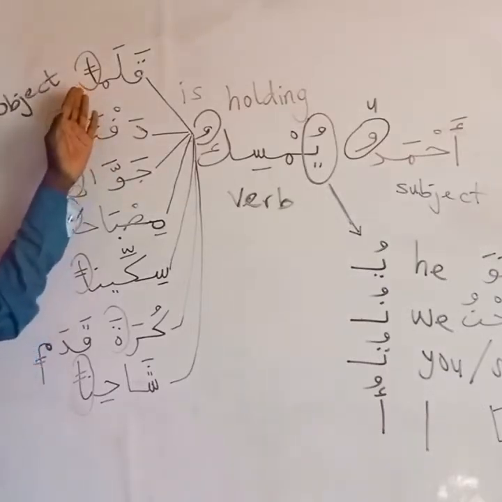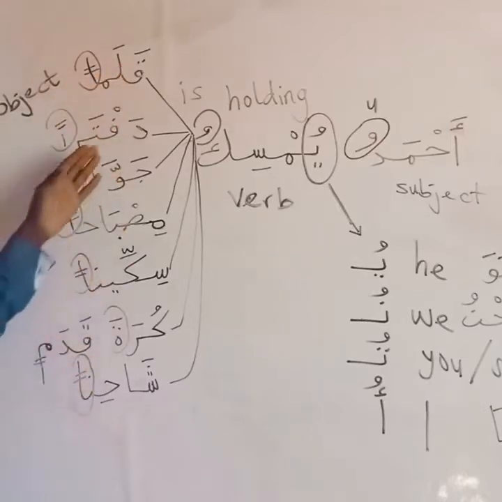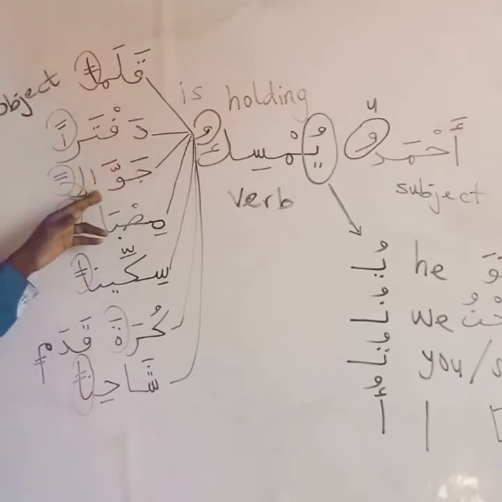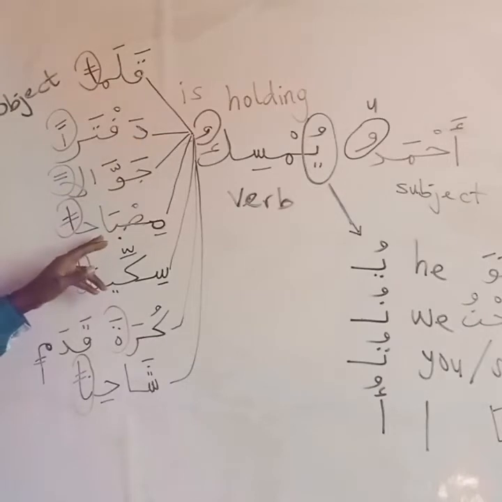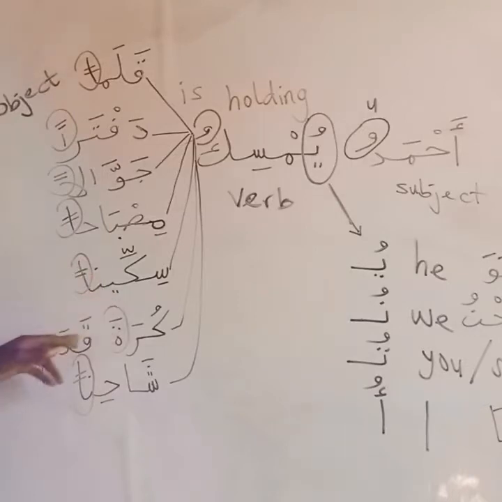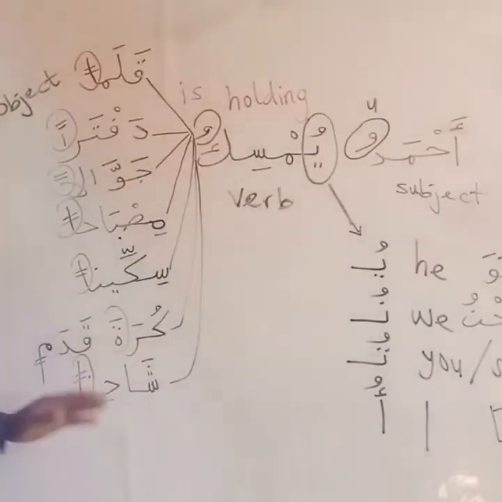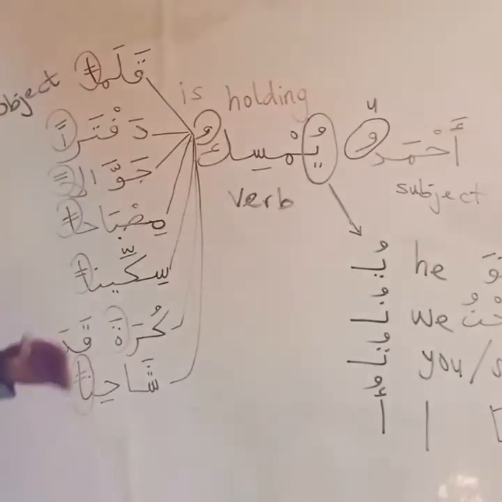Daftaran. Qalaman means a pen. Daftaran means a notebook or exercise book. Jawalan means a phone, a handset. Misbahan means a torch or lamp. Then sikkinan means a knife. Kurata qadamin. Kurata means ball and qadam means foot, football, a football. And shahinan means a charger. That's how to use the object in Arabic. You ensure that you give it a fatha.